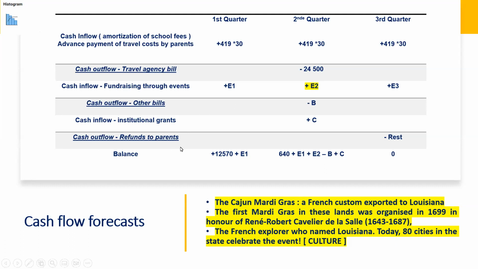So particularly, students are involved through some events to raise funds. Talk about Mardi Gras, a French custom exported to Louisiana. The first Mardi Gras in this land was organized in 1699 in honor of René Robert Cavelier de La Salle, the French explorer who named Louisiana. Today, 80 cities in the state celebrate the event.